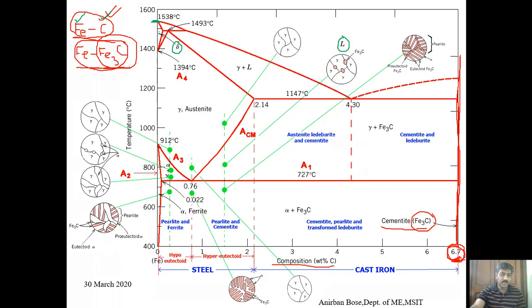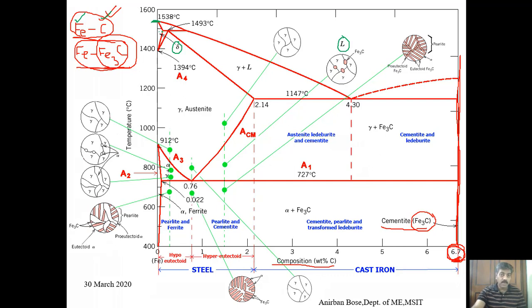So this delta phase occurs at a very high temperature. You can see that above 1400 degrees centigrade, or above 1394 degrees centigrade, carbon goes into the iron and forms a solid solution in this region. Okay, so this is delta iron. The structure is BCC, body centered cubic structure. The delta iron has a body centered cubic structure.